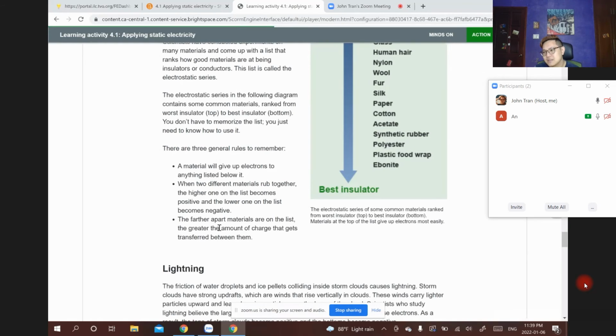But sometimes they do conduct some electricity, so that's why you have static electricity in winter time. When you touch them, you feel the electricity flow. But they are not exactly great at electrical conduction, so that's why they're in the middle. Nylon, of course. Human hair conducts electricity quite well.